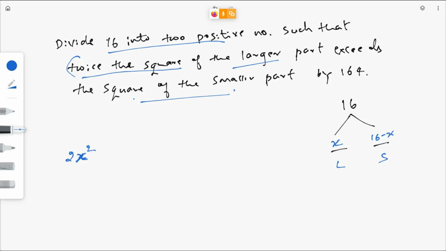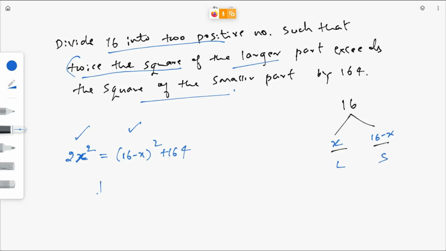exceeds the square of the smaller part. You can write it here. This exceeds the square of the smaller part, that is 16 minus x whole square, by 164. This is 164 more than this. Twice the square of the larger number is 164 more than this.